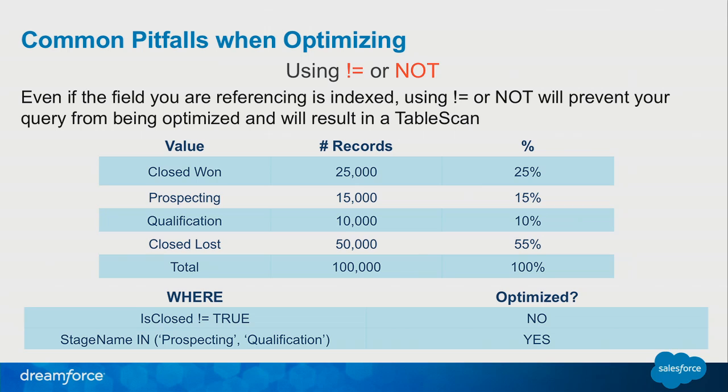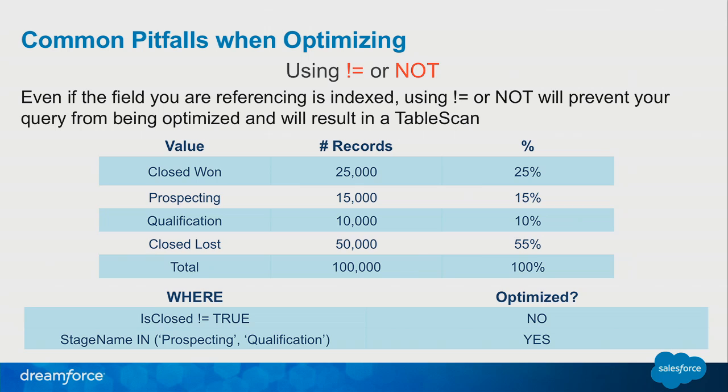And this is, again, where we want to go back to planning. Planning is the most important part of this. What records are you actually looking for? So in this case, we have some examples here. We have 100,000 records, and here's where they're broken up. So where closed is not equal to true, wham, right away, not equal to true, not going to be optimized. So that query is going to run slower.